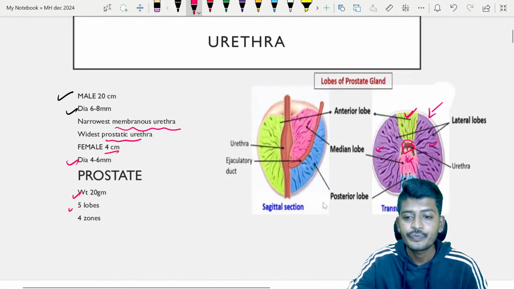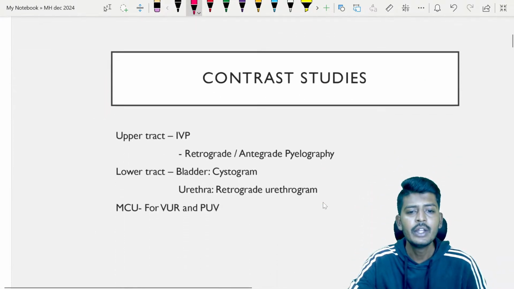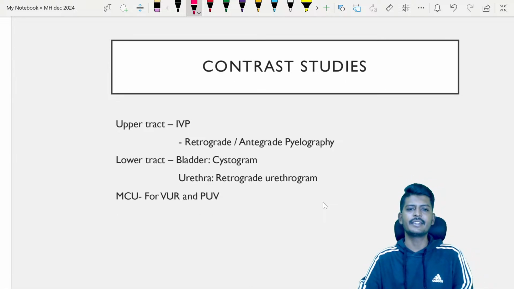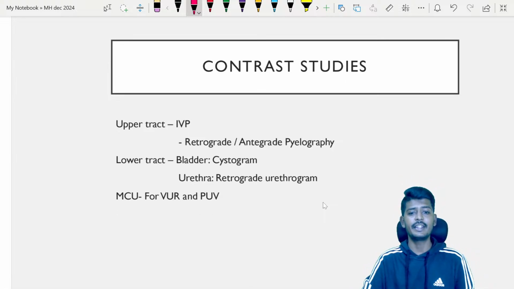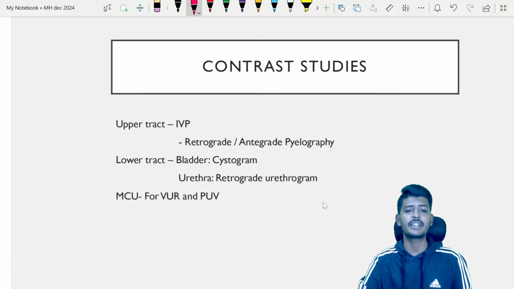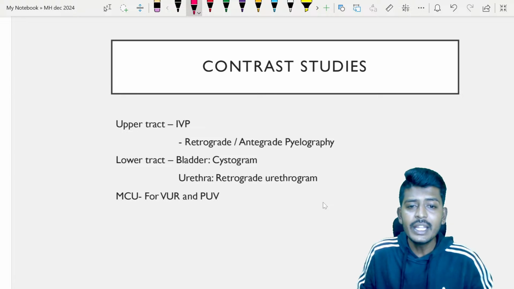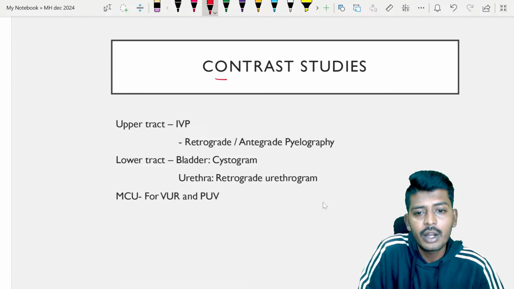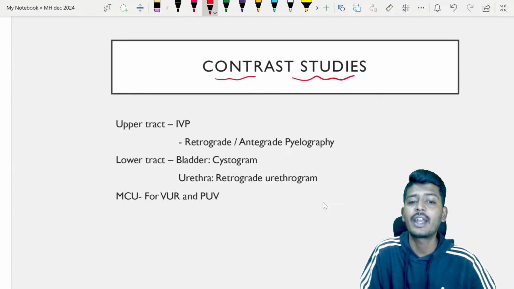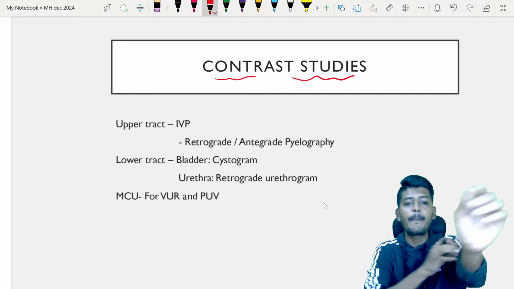Okay, let's go to the next one. In the urinary system we have contrast studies, and here the question on investigation of choice is often asked. So I want you to be very well prepared. In the urinary tract we have contrast studies.